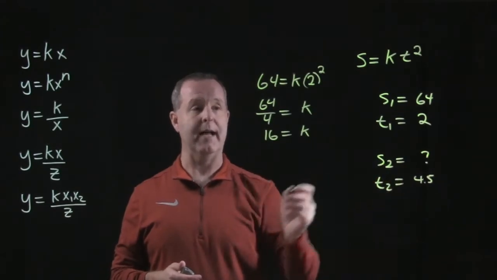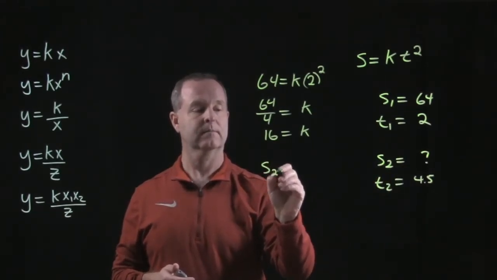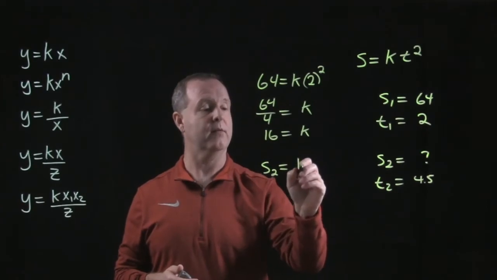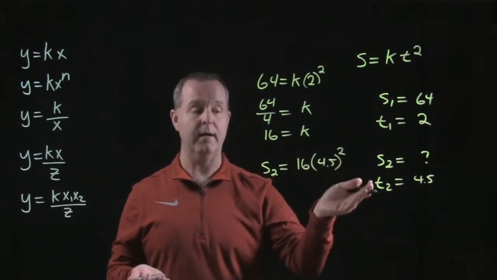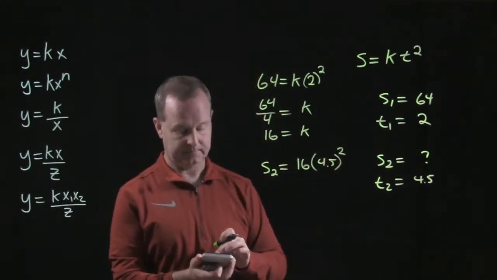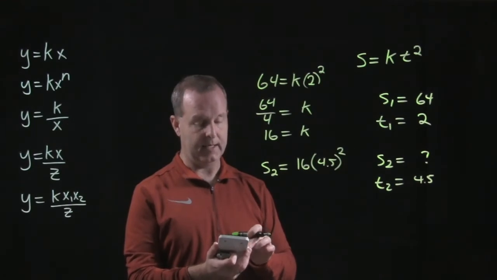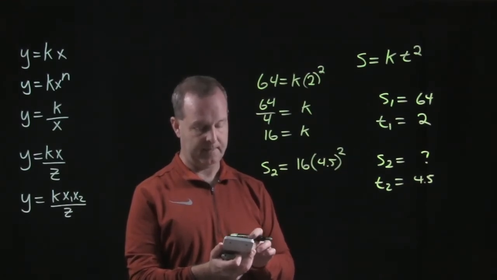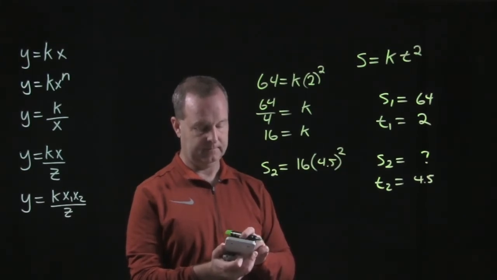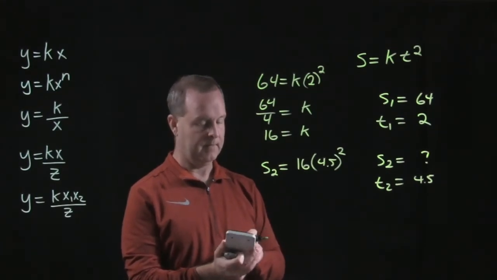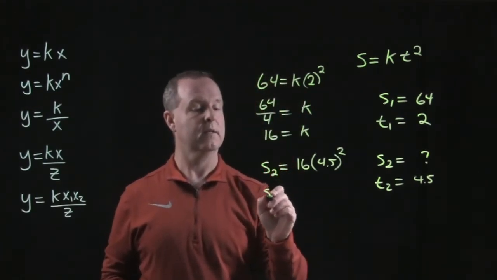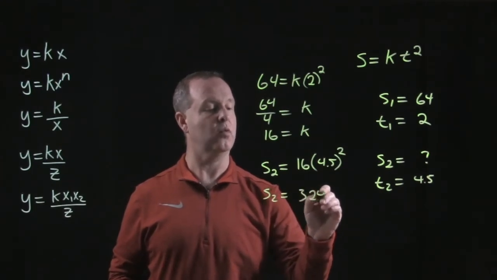So my distance I've fallen equals my constant, which we discovered was 16, times the time squared. So my distance that I've fallen will be 16 times 4.5 squared. Sorry, typing it in wrong. Not that you've ever done that. That yields a distance of 324 feet.